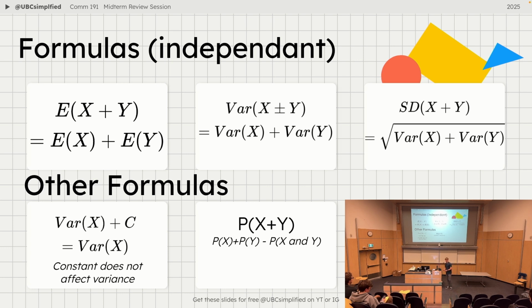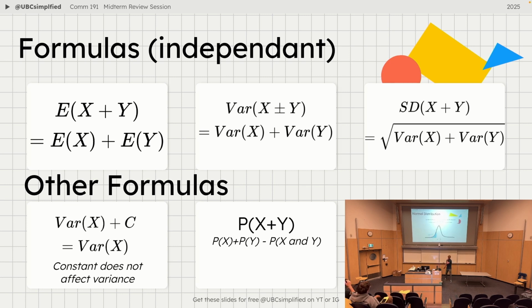And then just other things to keep in mind: if you add a constant to a variance, it doesn't affect its variability, so you just get rid of it. And the last thing, just a quick reminder with probability. The probability of two events happening, so let's say x and y, is the probability of x happening, plus the probability of y happening, minus the probability of them both happening, to avoid double counting.